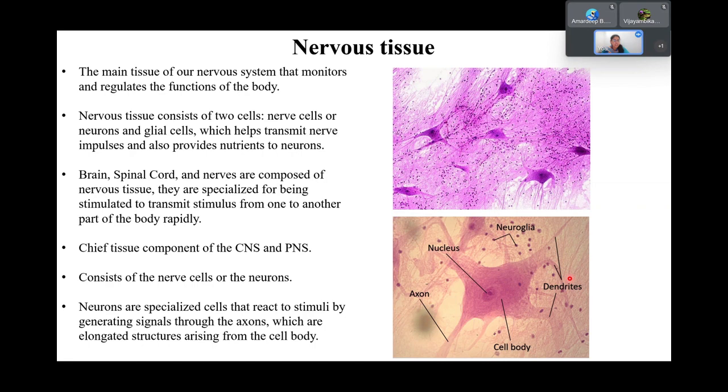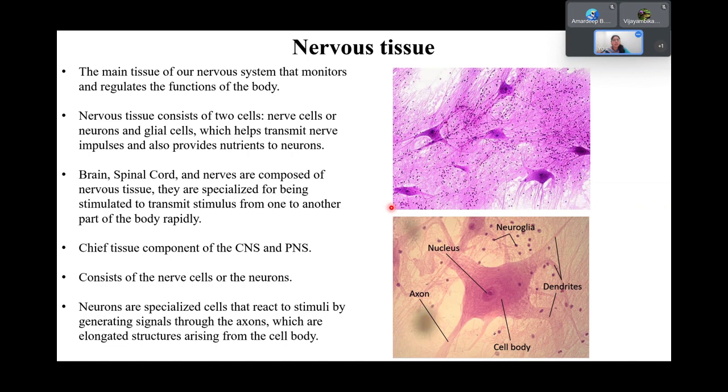Their main function is, of course, to monitor and regulate the function of the body. They have the nerve cells and the glial cells. Nerve cells are called neurons, and the brain and spinal cord are all composed of nervous tissue. Nervous tissue means all these neural cells packed together. They are the main tissue component of the CNS and the PNS, the central nervous system and peripheral nervous system. They are specialized cells that react to stimuli because of the presence of these dendrites. The dendrites pick up the information, relay it through the axons, and then take it to the destined locations. So these are neurons, the basic unit.